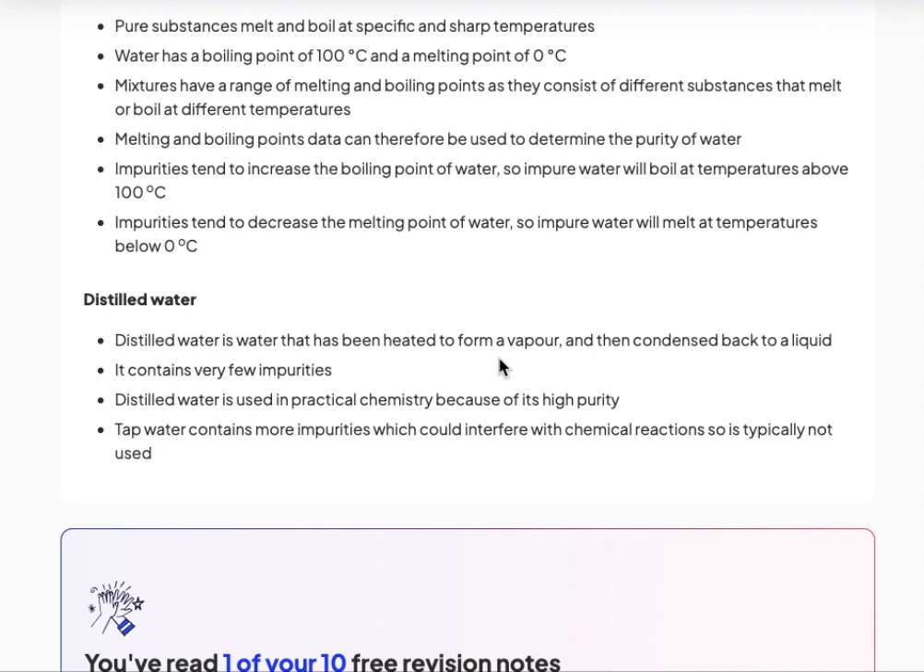It contains very few impurities, because probably the heating has killed some of the impurities. Okay, especially if you distill and filter it, you mostly remove the impurities. So it contains very few, if any. Distilled water is used in practical chemistry because it has a very high purity level. So when we're doing experiments with water, we normally use distilled water because it contains very little or nothing as regards impurities.